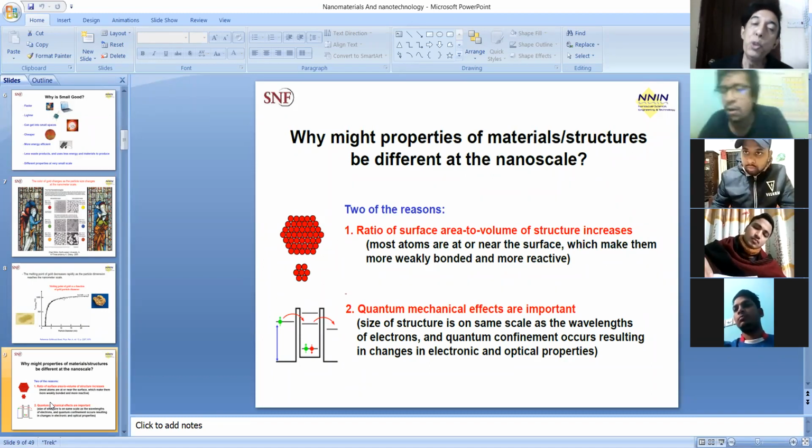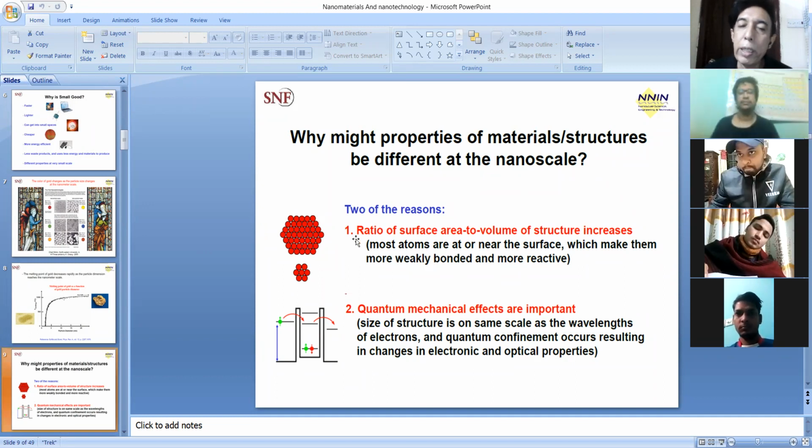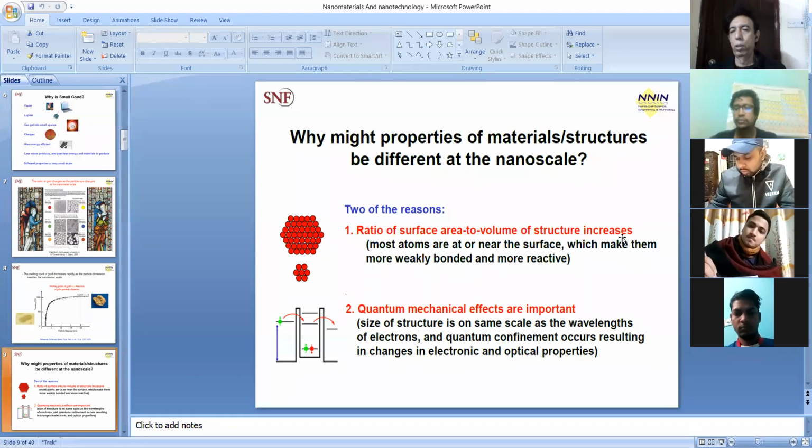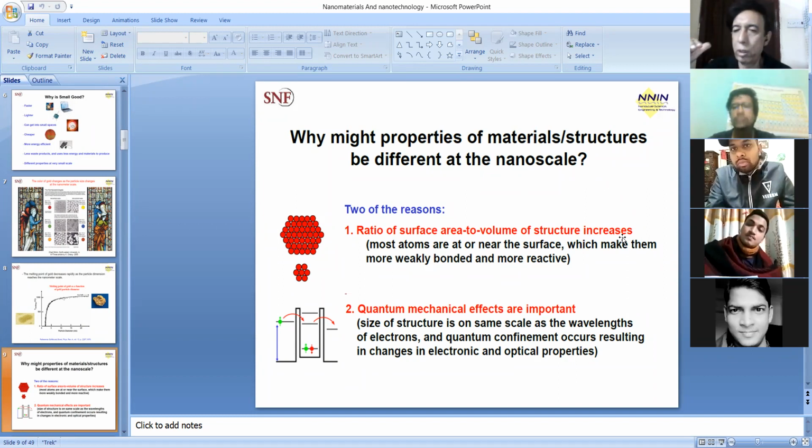Two main reasons are there. First one is the ratio of surface area to volume of a structure increases. Now, what do you mean by surface area? Surface area means the number of atoms in the surface is known as surface area.